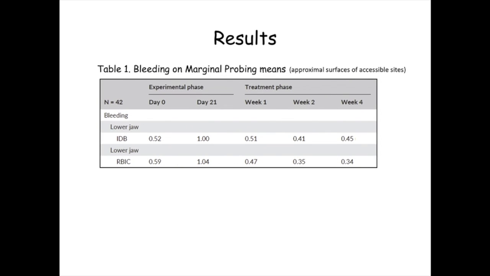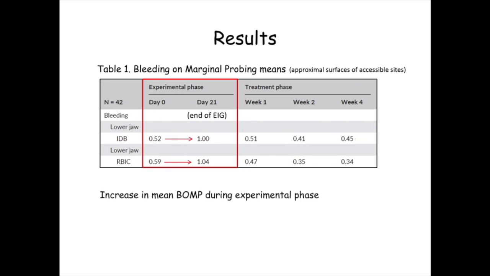Here are the study results for bleeding on probing. 42 of 44 subjects completed the study. The left side of the table shows experimental phase results when subjects did not brush. The proportion of sites with bleeding increased from day 0 to day 21 as expected. This must be an artifact, as a proportion over 1 would not be possible.